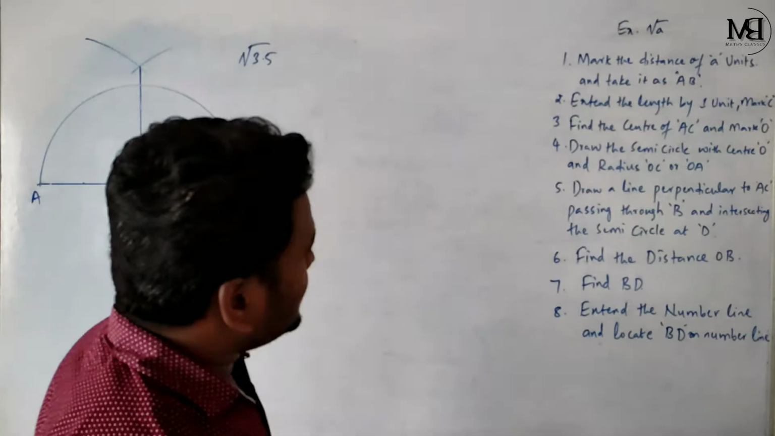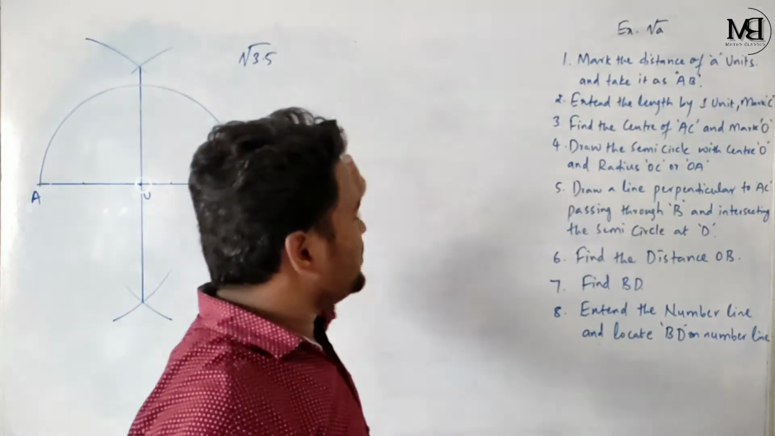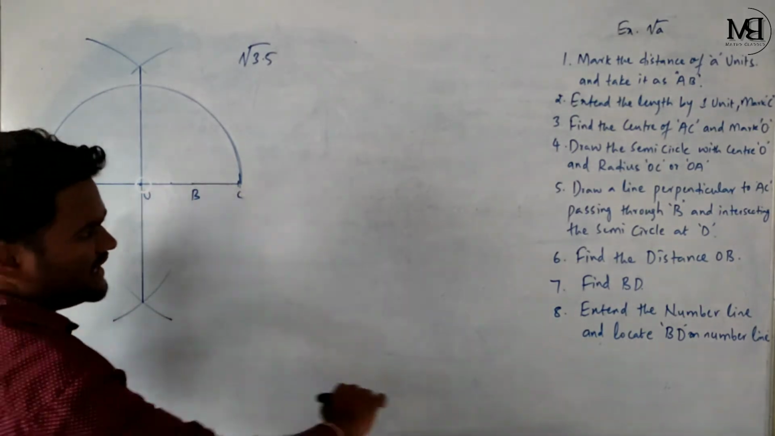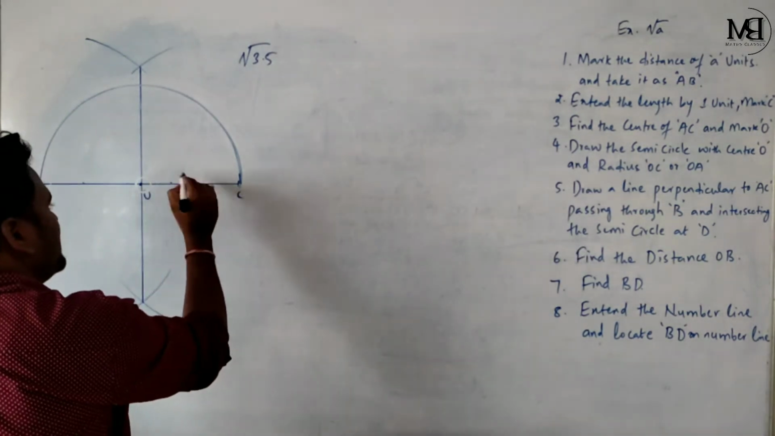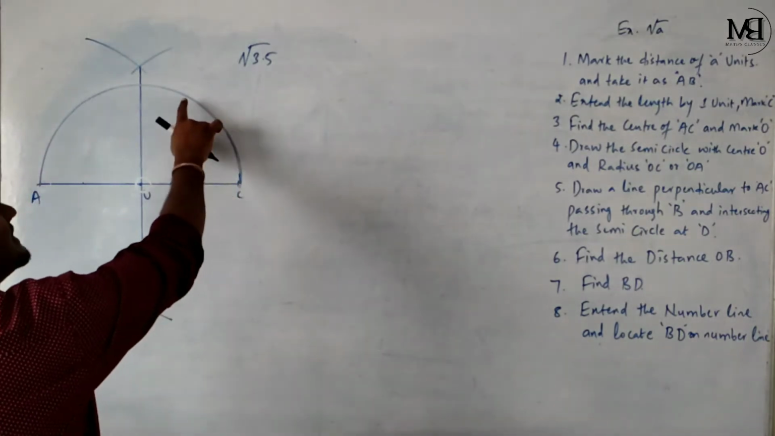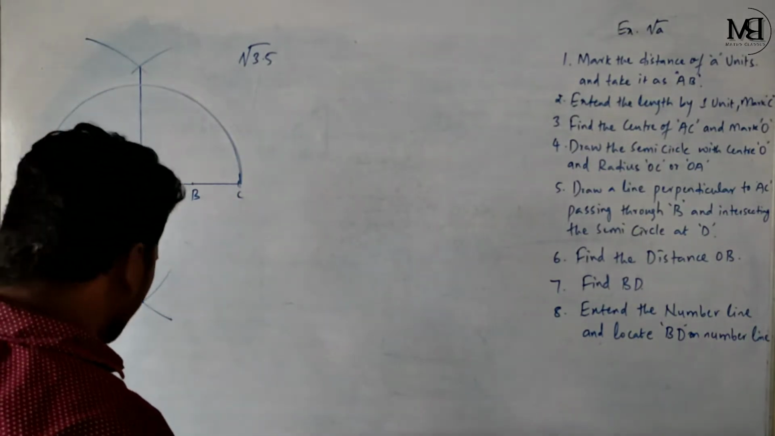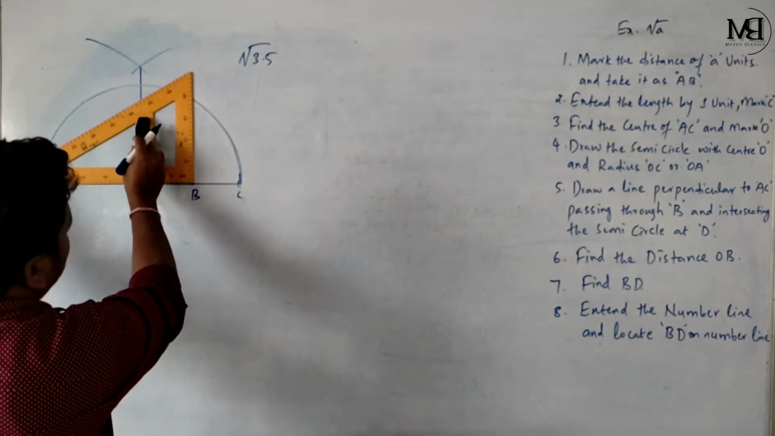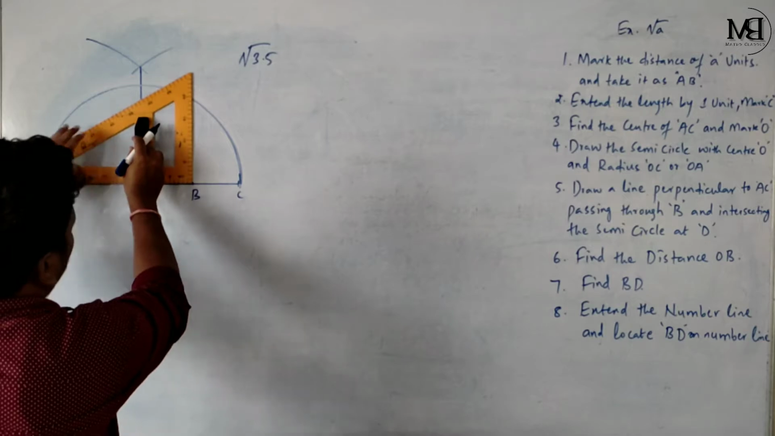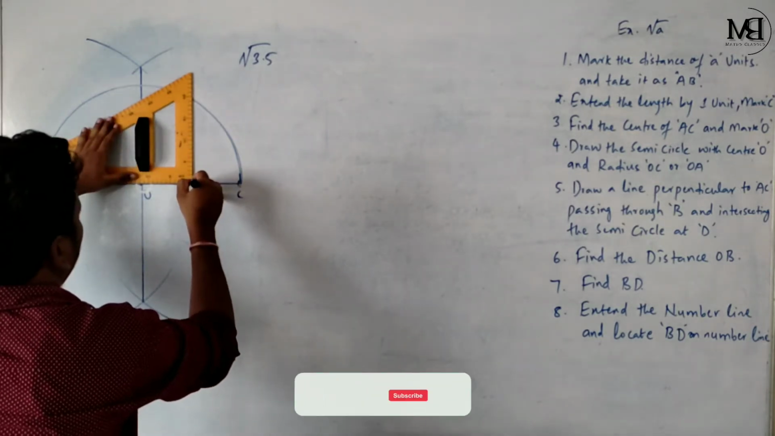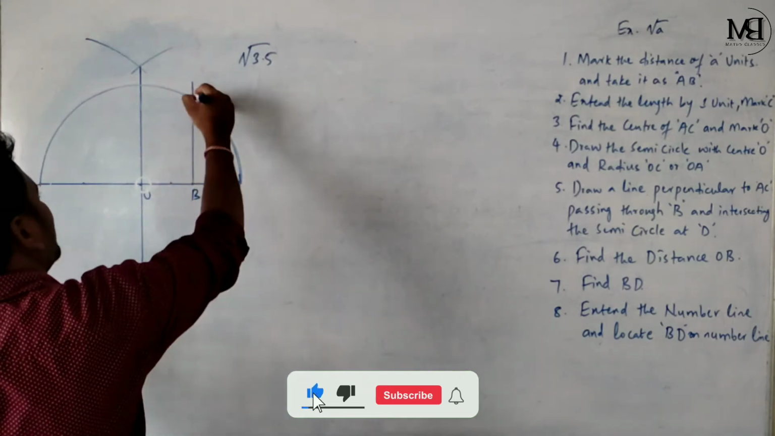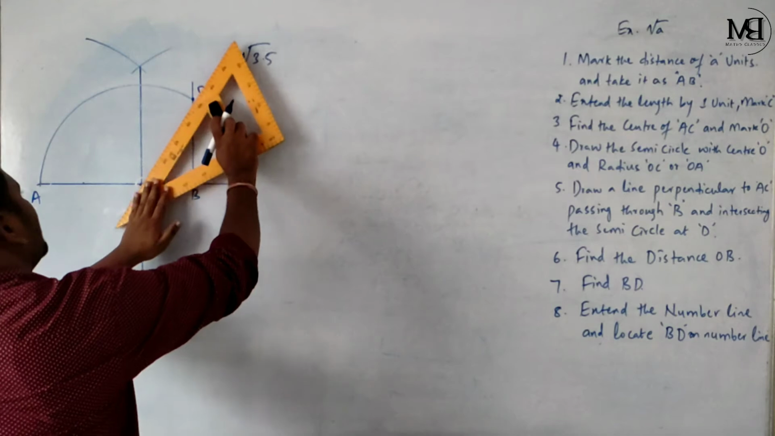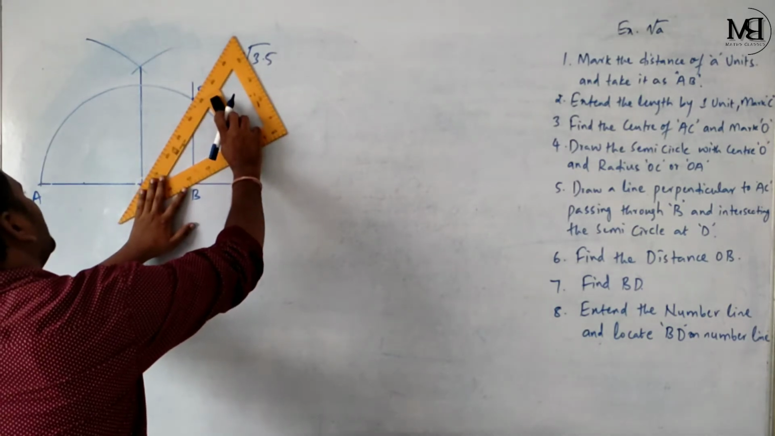And next point, children: draw a line perpendicular to AC. Now we have to draw a line which is perpendicular to AC and passing through point B, and it must intersect the semicircle at point D. Let me draw the perpendicular at point B. The meeting point of this line and this semicircle I am taking as D. Now just join OD.